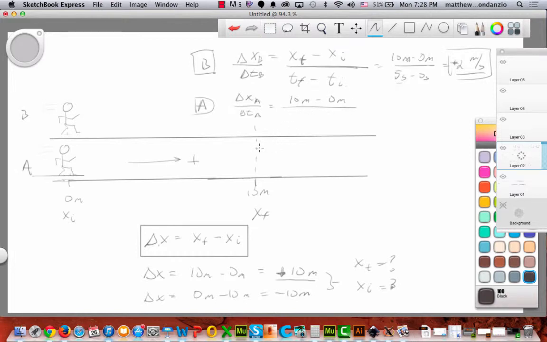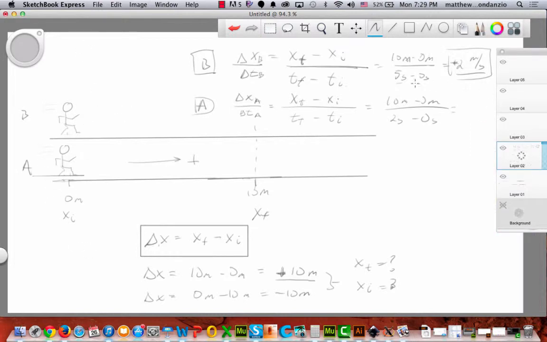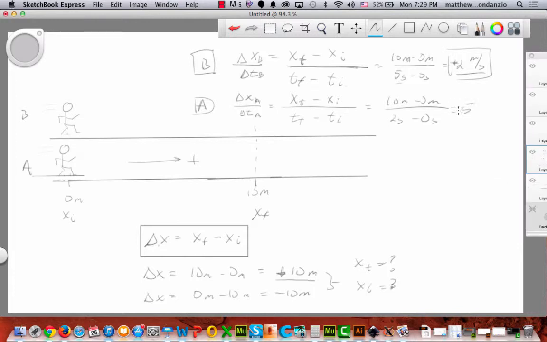But let's say runner A gets there not in 5 seconds, but in 2 seconds. So again, it's x final minus x initial, 10 meters minus 0 meters. But this time, our final time is 2 seconds minus our initial time of 0, because we're all going to start at the 0 point, right? And that's going to equal 10 divided by 2, which is positive 5 meters per second. So we know that runner A is going faster than runner B.